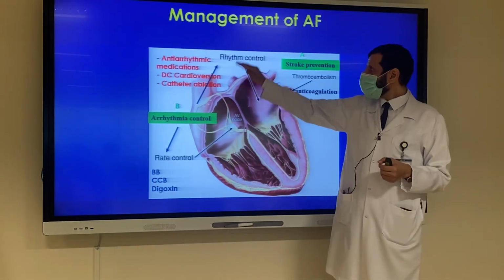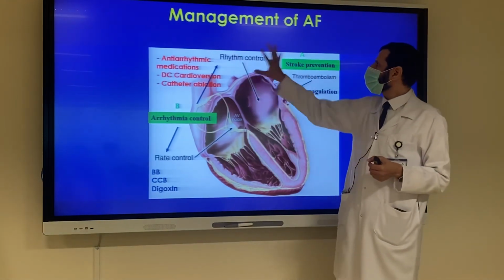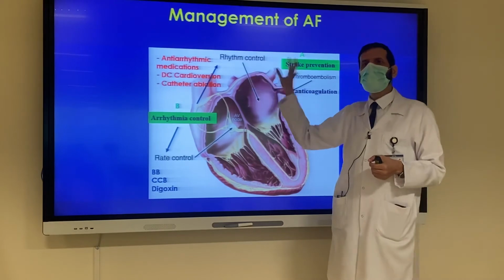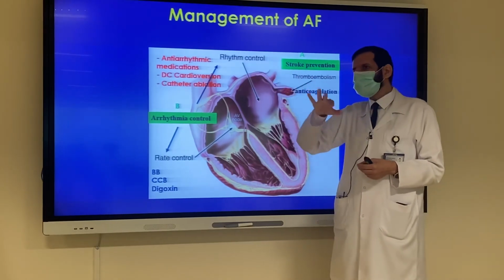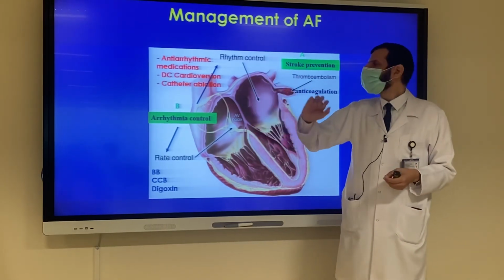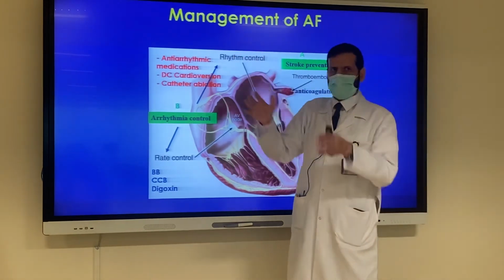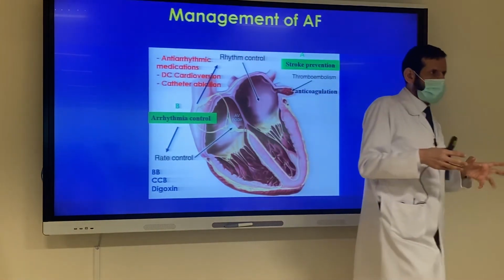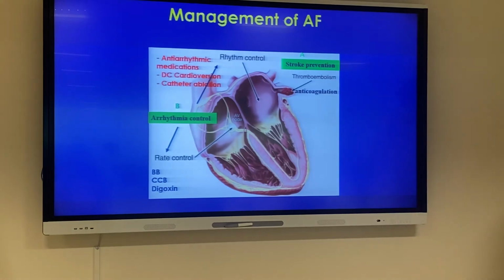Yes, exactly. By the way, two strategies. This is separate, because even if you use a rhythm control strategy, we still anticoagulate the patient because it's not effective 100%. You can go to AFib anytime. Rhythm control: we said, okay, we'll not keep the patient in atrial fibrillation. We convert him to sinus rhythm.